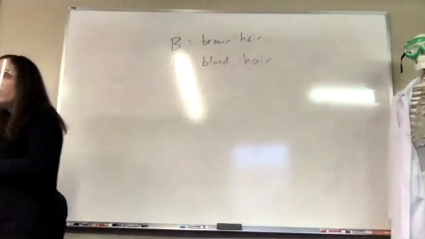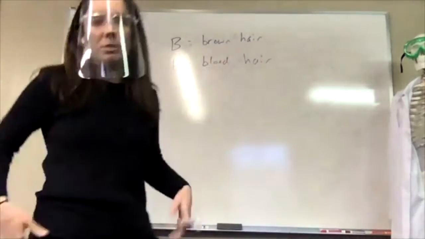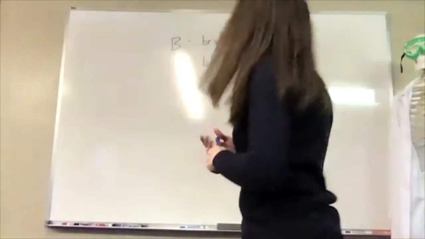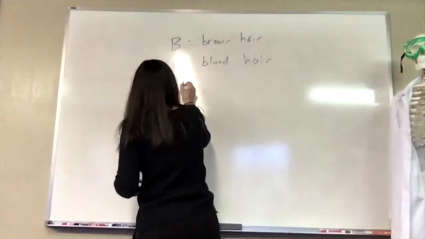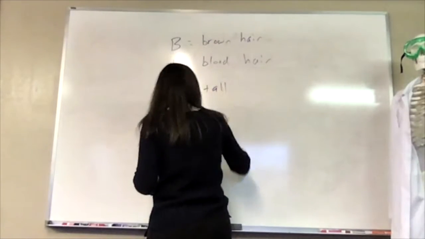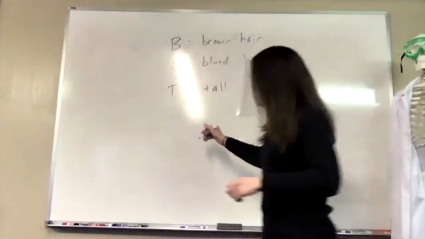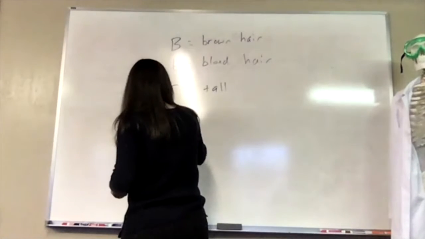Then there's also traits that control tallness. And so there's a dominant trait that controls tallness, capital T. And then lowercase t would be for short.